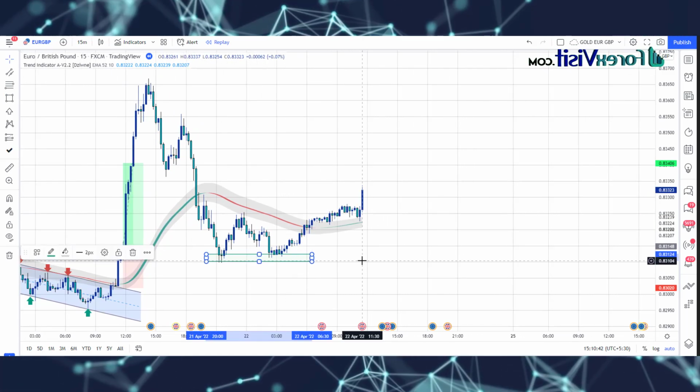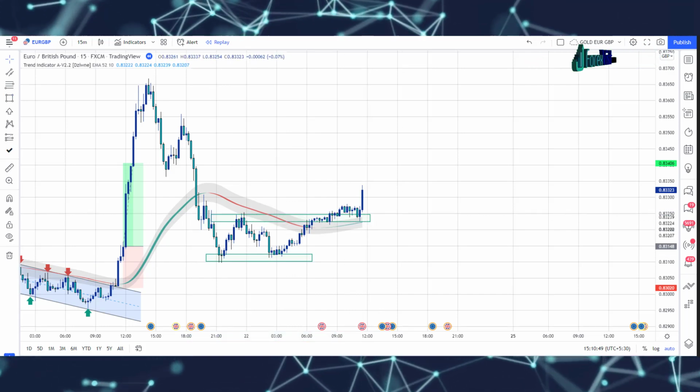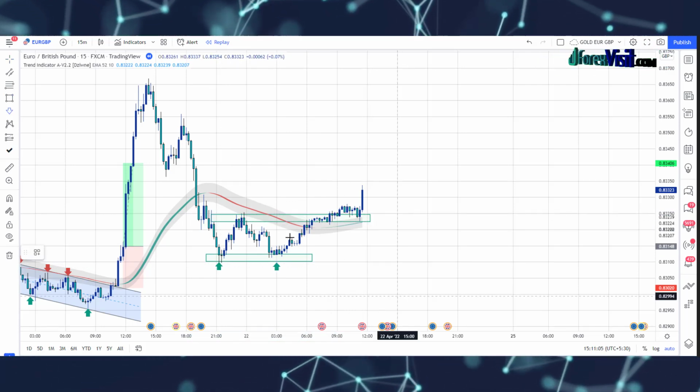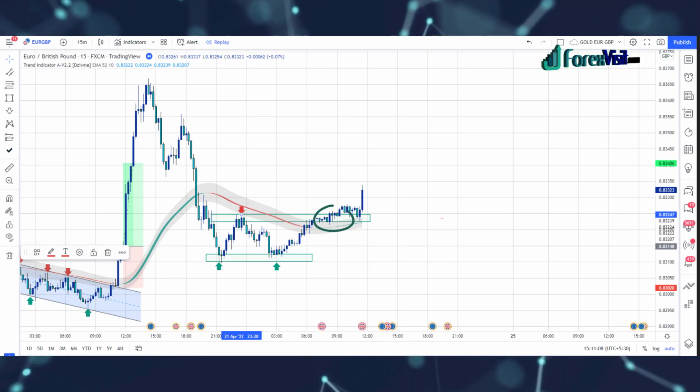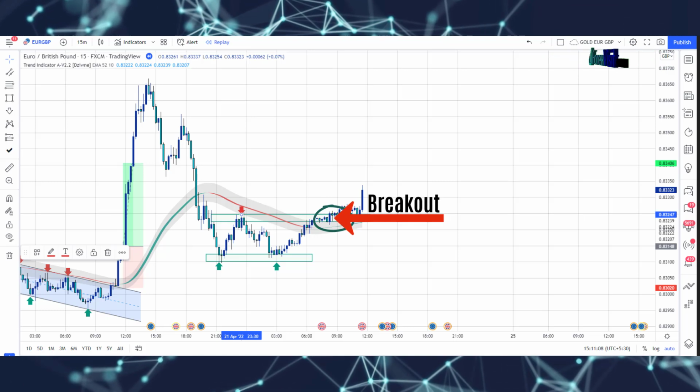We will draw support area and resistance area. Market is following support area and resistance area and makes a double bottom pattern. Here you will see that candle breaks support and zone area above direction.